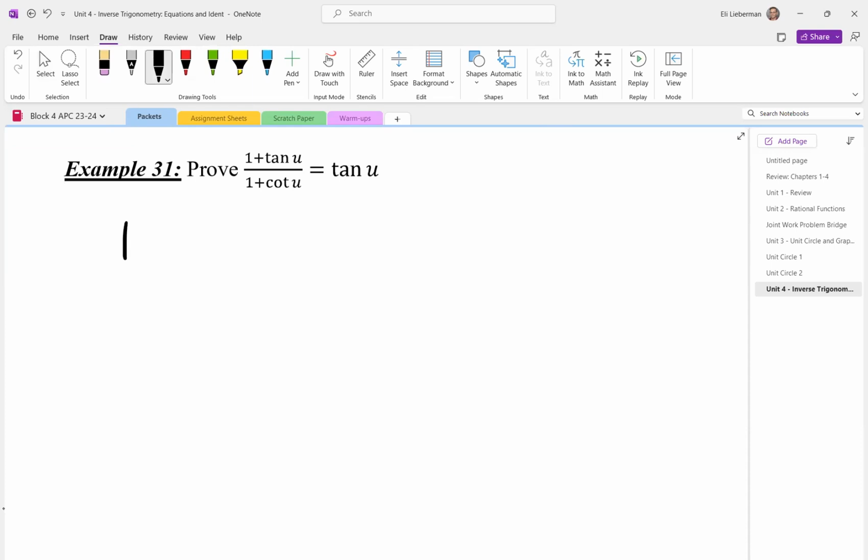So I'm gonna work with the left side. I'm gonna leave the top, 1 plus tangent of u. On the bottom, I'm gonna write 1 plus 1 over tangent of u. Now remember, the other side just has tangent of u, so I'm gonna try to keep it in tangent land.